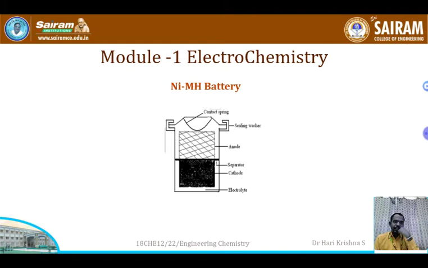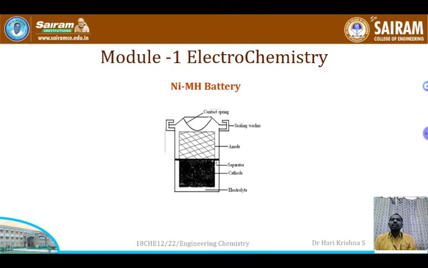Use-and-throw batteries are primary batteries. Secondary batteries are the batteries which can be used again and again. In secondary batteries, we have n number of examples: nickel metal hydride battery, nickel cadmium battery, lead acid batteries, lithium ion batteries. So today we are going to discuss the construction and working of one of the secondary batteries. The secondary batteries are rechargeable batteries. So, nickel metal hydride battery.